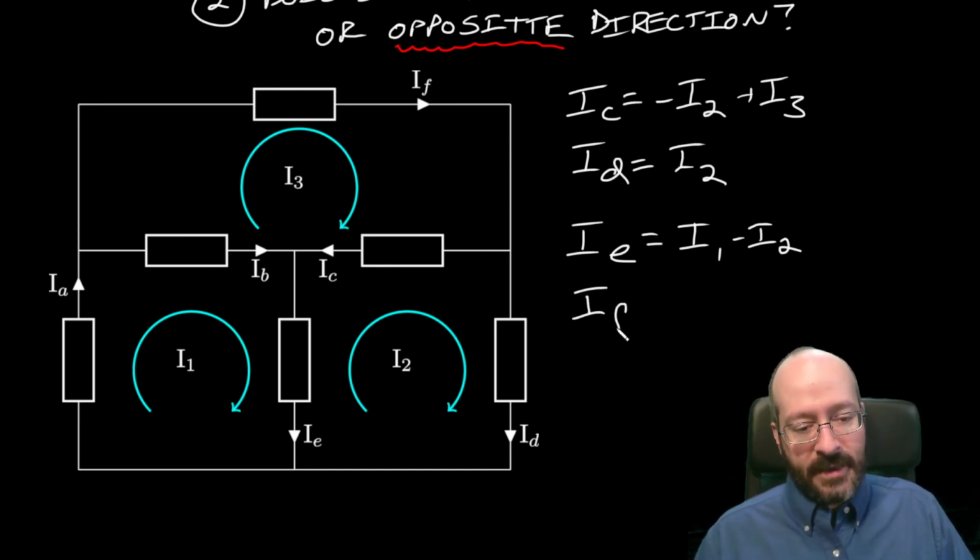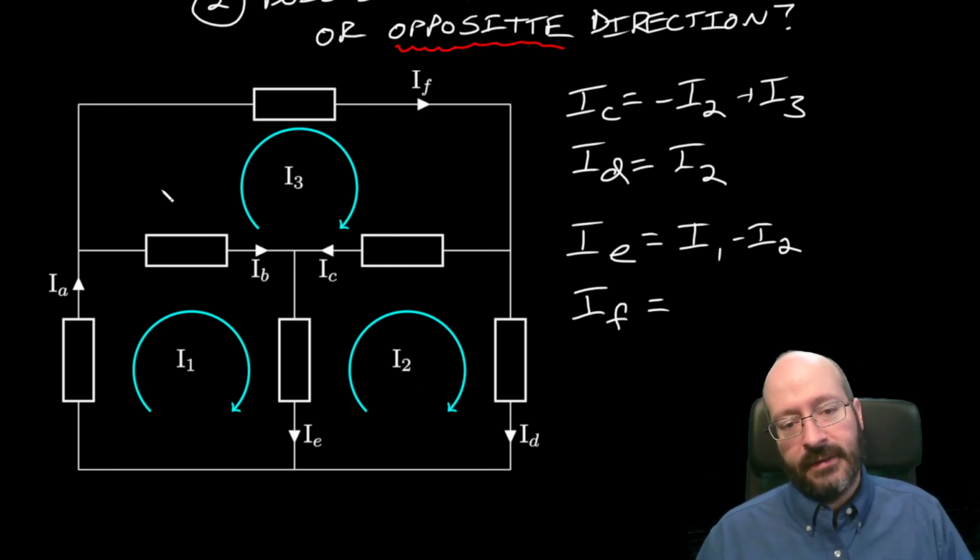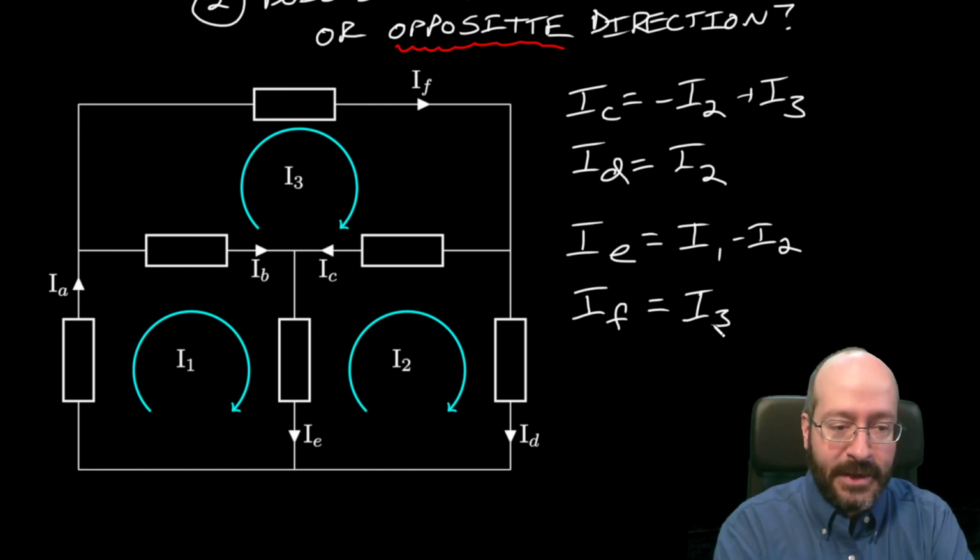Last one, and then you're experts. IF is equal to, let's see, does I1 touch IF? Nope. Does I2 touch IF? Nope. And does I3 touch IF? Yes, and it flows in the positive direction, so it's going to be positive I3.